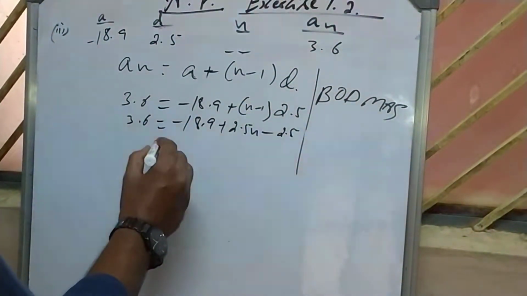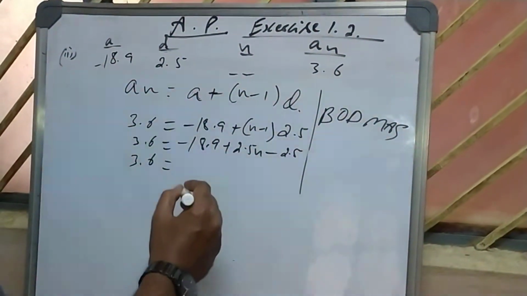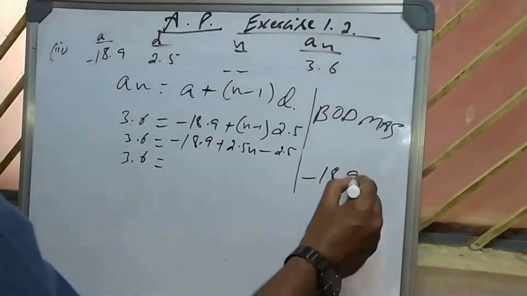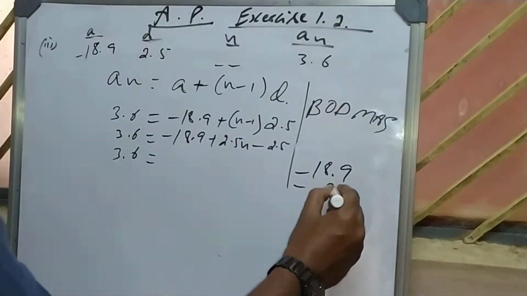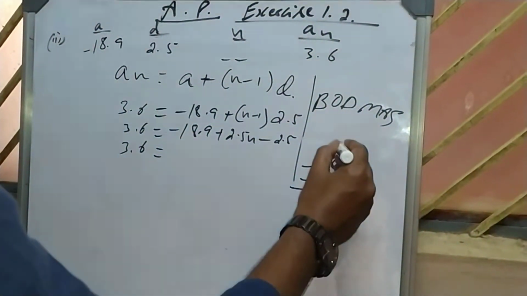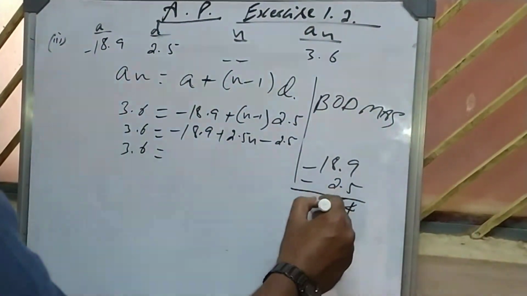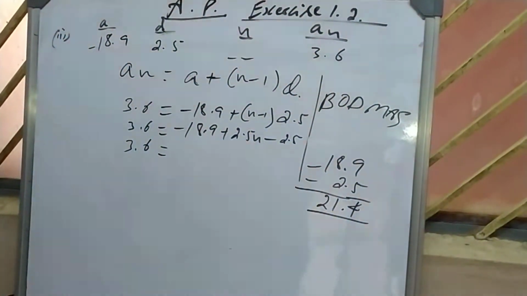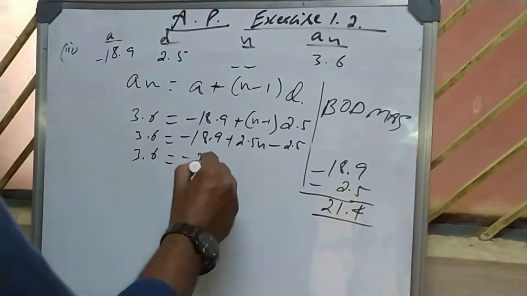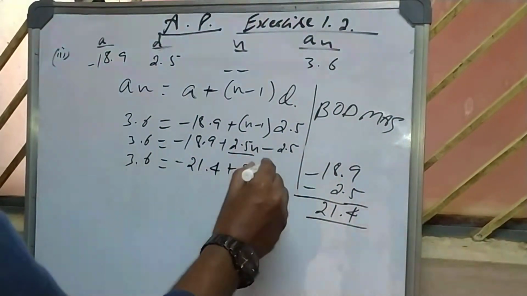Next step is 3.6 minus 18.9. What you should do? You should add this minus 18.9 and minus 2.5. If you add them, 9 plus 5 is 14, 1 gets carried. 1 plus 8 is 9, 9 plus 2 is 11, 1 plus 1 is 2 again. So it will be 21.4. So what it will be? Minus 21.4, this plus 2.5 n.